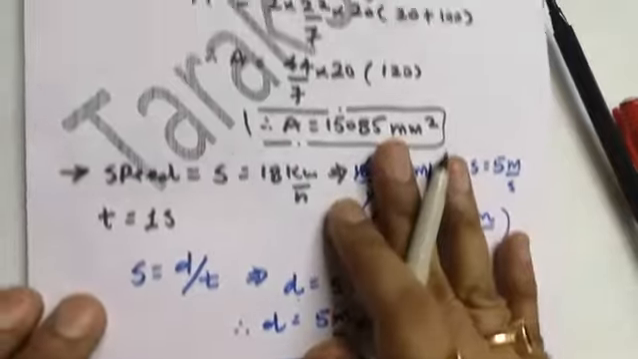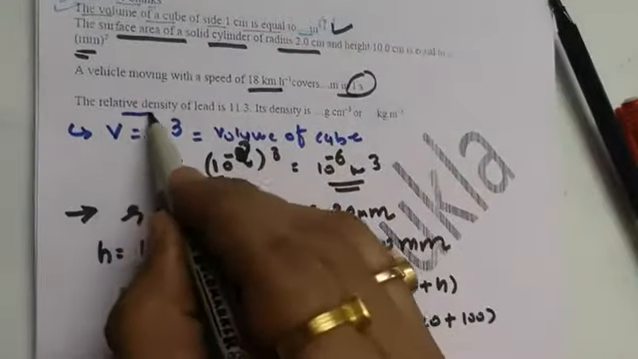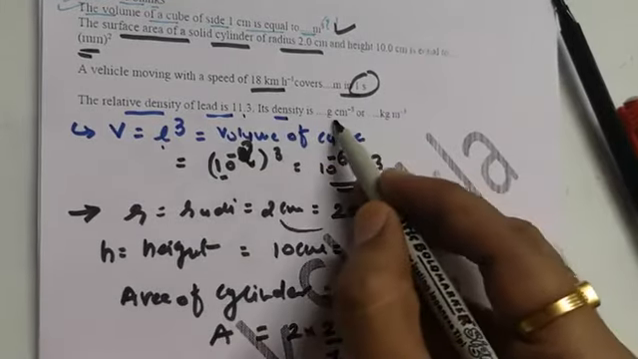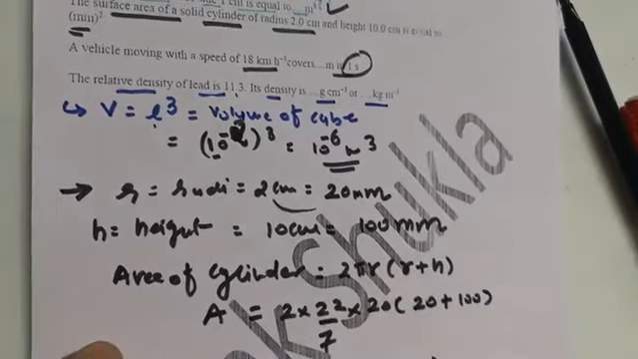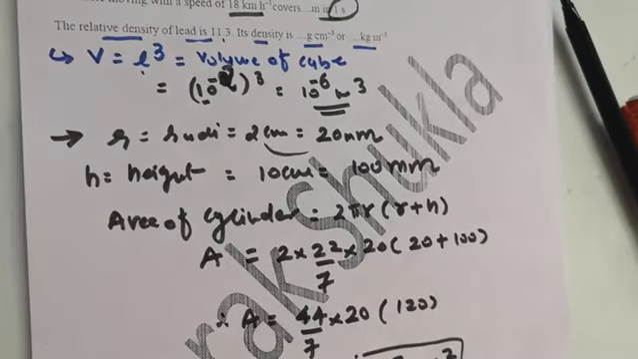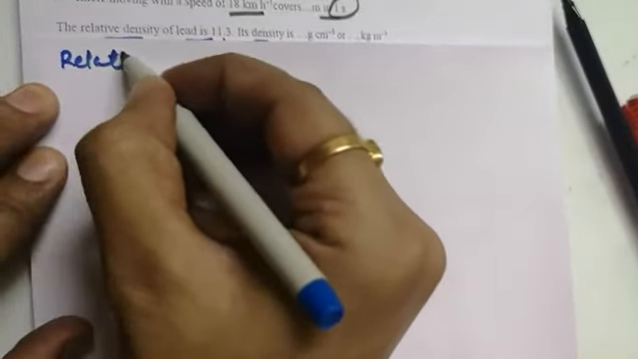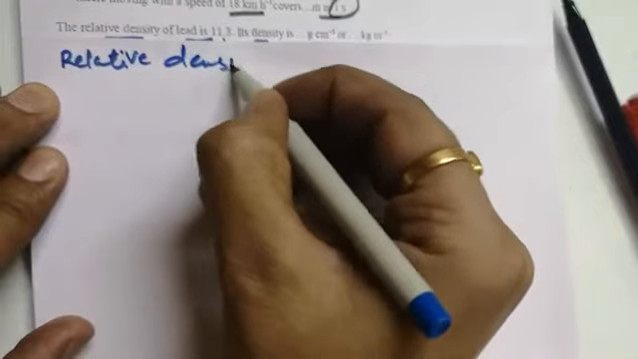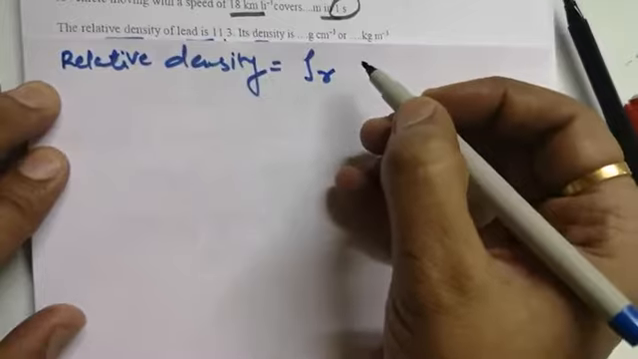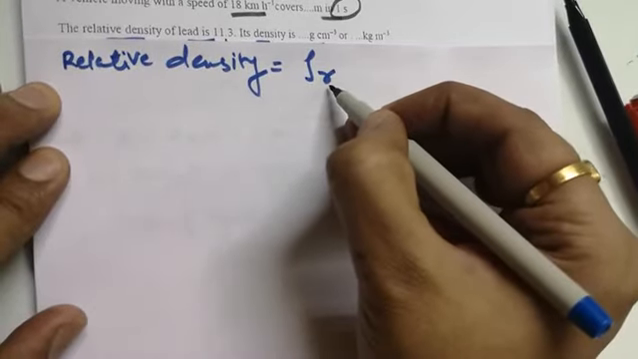Now I have been given another good example: the relative density of lead is 11.3, and I have to find its density in terms of gram and kilogram. So this is new data for you. First of all, I am mentioning all the information given to me. It is called a relative density. I am mentioning that relative density with the symbol rho. Density symbol is rho, and it is relative, that is why rho r.